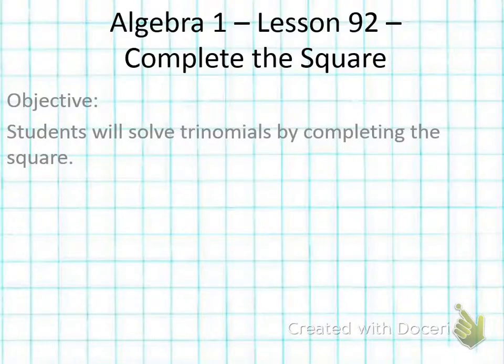Okay, this is lesson 92, complete the square. We've done this before, but we're going to do more advanced ones now where you have to do a little bit more work. This is going to set you up for geometry next year. You have to be really good at this for next year because you're going to be working on advanced topics with this concept, and in Algebra 2, of course.